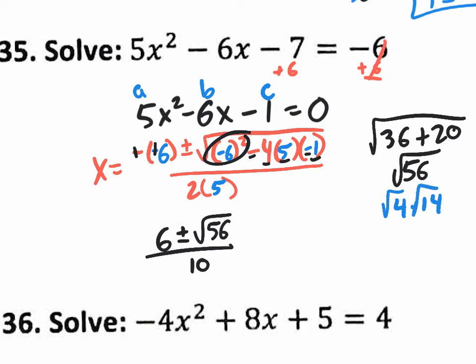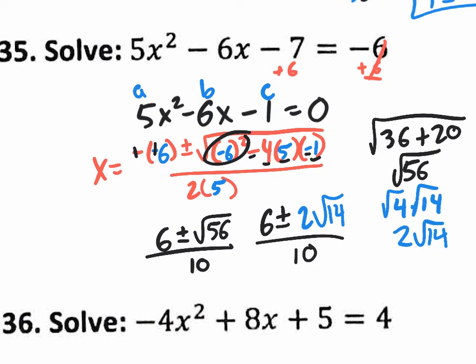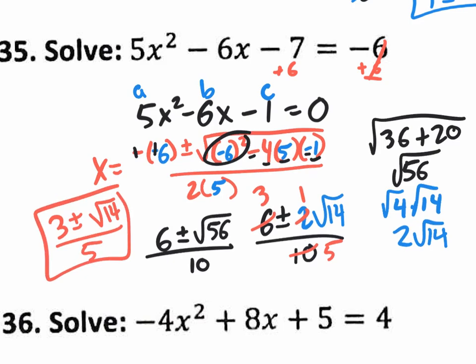So you'd split the root. You'd have 2 square root of 14. You can't really break down 14 anymore. So you really have 6 plus or minus 2 square root of 14, all divided by 10. So reduce all by 2. That becomes a 3. This becomes a 1. This becomes a 5. And there's your final answer: 3 plus or minus square root of 14, all divided by 5.